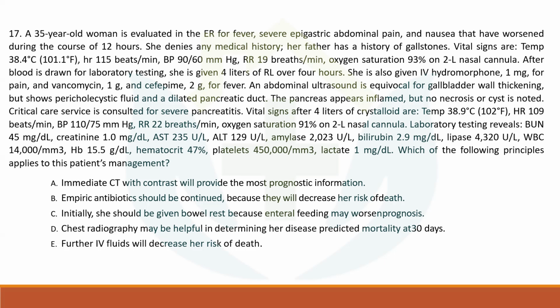Labs show BUN 45, creatinine 1, AST 235, ALT 129, amylase 2023. Bilirubin 2.9, lipase 4320, WBC 14,000, hemoglobin 15.5, hematocrit 47%, platelets 450,000, lactate 1. Which of the following principles applies to the patient's management?